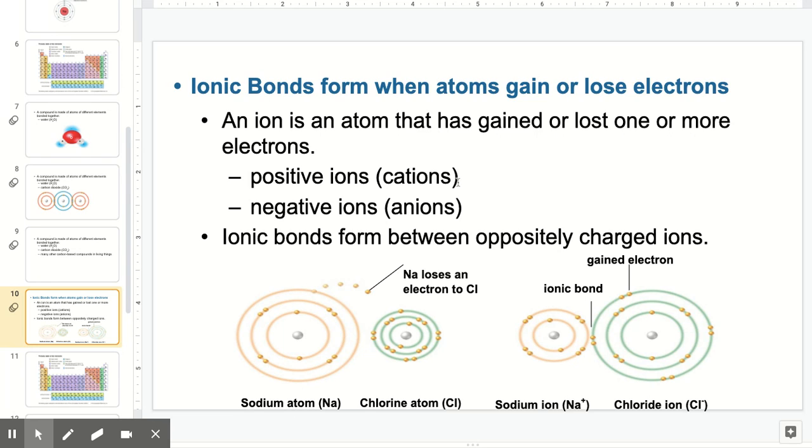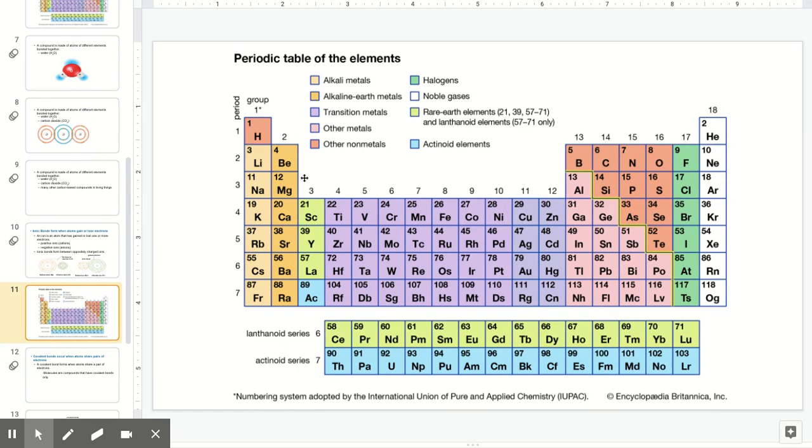With that, positive ions are called cations. Negative ions are called anions. And it is those opposite charges where ionic bonds form. Essentially, one atom donates or gives an electron, and the other atom accepts that electron, forming a bond. When we talk about ionic bonds, this is really important.